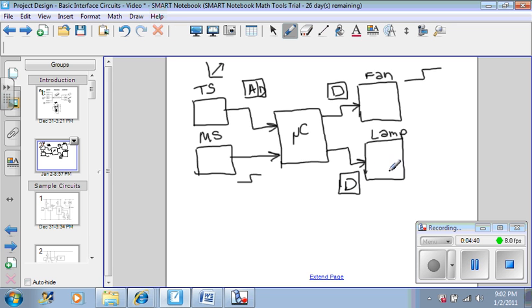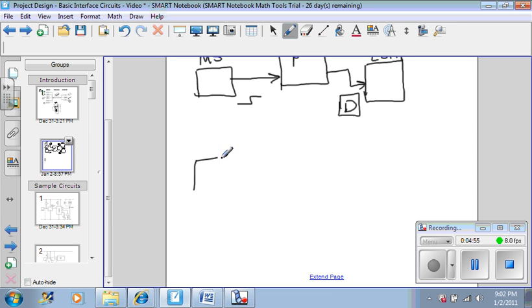The lamp needs more current than the microcontroller can provide. Therefore, a driver needs to be placed in between the microcontroller and the lamp. So in actuality, my block diagram looks more like this. And I believe most of you have decided that this is where you are.